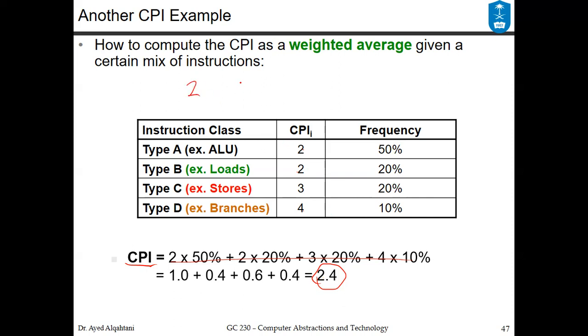Notice that the 2.4 is a number between what you see here. We have 2, 3, and 4. So we have 2.4 somewhere between the 2 and 3. As a quick check, if you find the classes' CPI this way, and the total was somewhere here or here, then you know you are mistaken, because it's a weighted average.